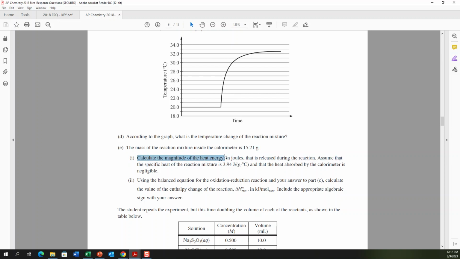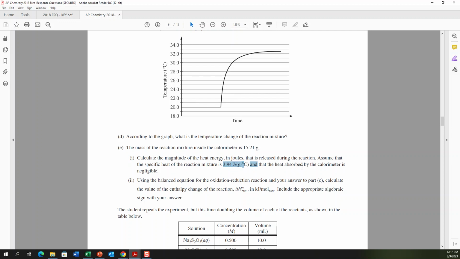Magnitude means absolute value, basically. So the delta H should be negative if we want to report a delta H for the reaction. If we look at part 2 here, we need the delta H, so we're going to need to know that this is negative, okay? But up here, we're just calculating the magnitude of heat, so you don't have to make it negative here. So calculate the magnitude of heat in joules that is released during the reaction. Assume that the specific heat capacity of the reaction mixture is given, so they give us C, and Q equals mCΔT, and that the heat absorbed by the calorimeter is negligible.